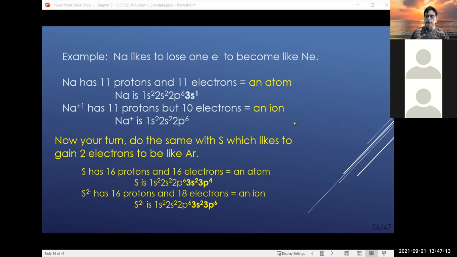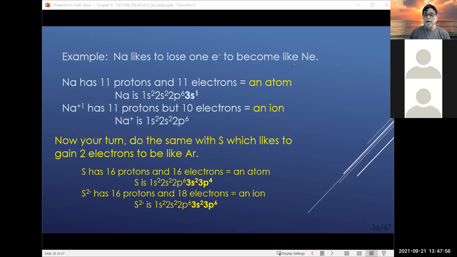Now, I want you to think about this for a second. What does your intuition tell you about the diameter of the sodium? It's got the third energy level with one valence electron, and it loses this. What do you think happens to the ion diameter? So the question is, who do you think is bigger, the sodium atom or the sodium ion? What does your intuition tell you is which one would be bigger? The ion? Exactly. The ion would be bigger.